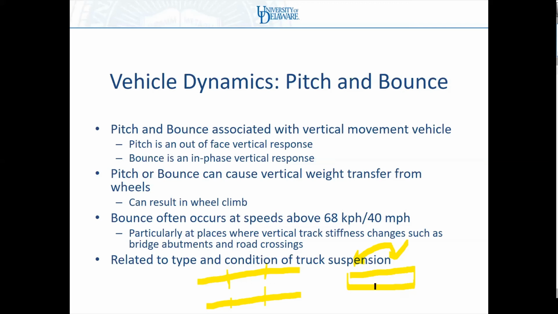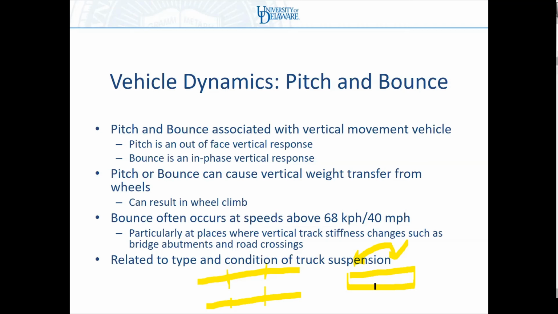This is also a dynamic behavior that can result in wheel climb and bounce. This also happens at a little bit higher speed. So we see this at around 70 kilometers per hour. We also see this where there are transitions in vertical stiffness. So our friend, the track modulus.